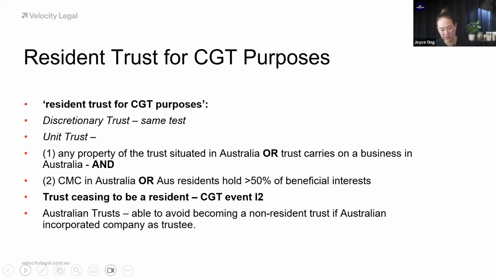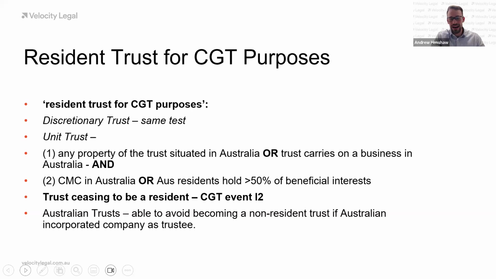Understood. I think this goes in line with Emily's question. For trustee companies, the test is purely CMNC, central management and control. It's not about the residency of the directors. And if a company is incorporated in Australia, it is always going to be an Australian resident as well. There you go, Emily. An Australian incorporated company will never not be an Australian resident. Nice. So that's a planning thing.